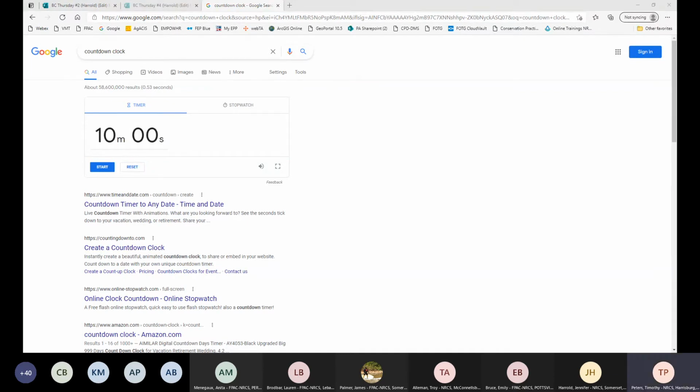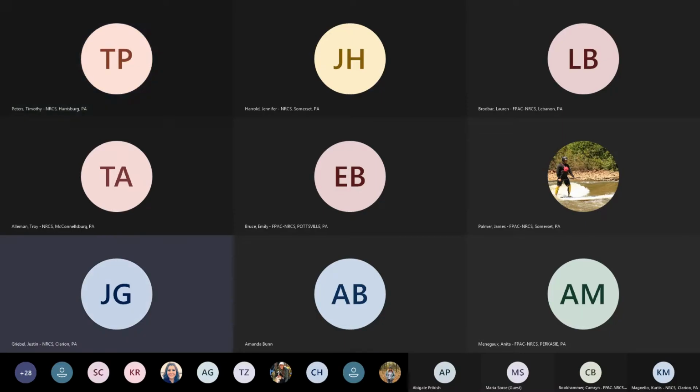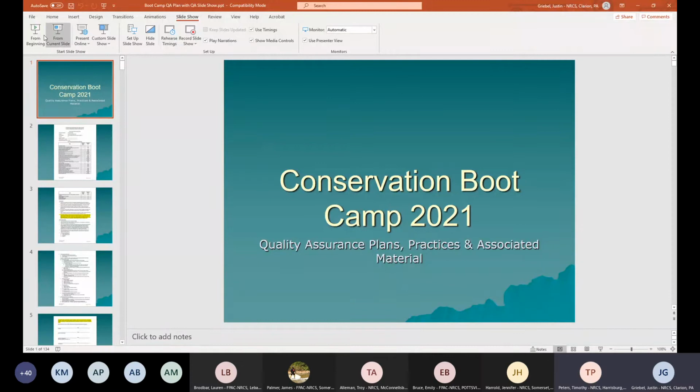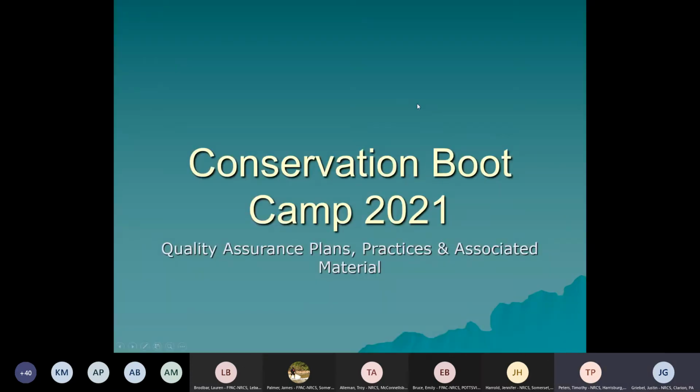All right, I hope everyone is back from their 10-minute break. We're going to get going again, and our next presentation is from another engineering staff from Western PA, and this is going to be Justin Gribble, who's the area CET up in the Clarion Tech office. So, Justin, at this point, the floor is yours. All righty, thanks, Tim. Can you hear me okay? Yeah, I hear you, and your presentation is showing up. All right, great.